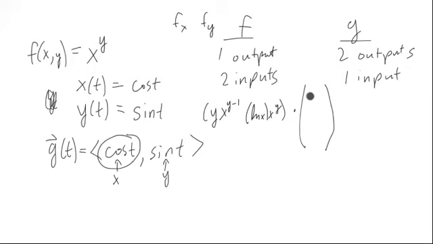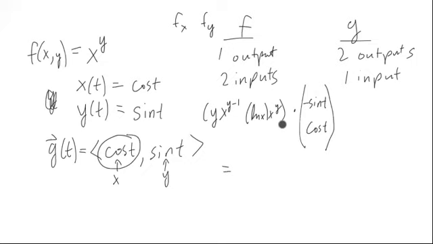So derivative of this would be negative sine t. Derivative of this would be cosine t. Then just multiply these two matrices together. And okay, multiply the two matrices together.